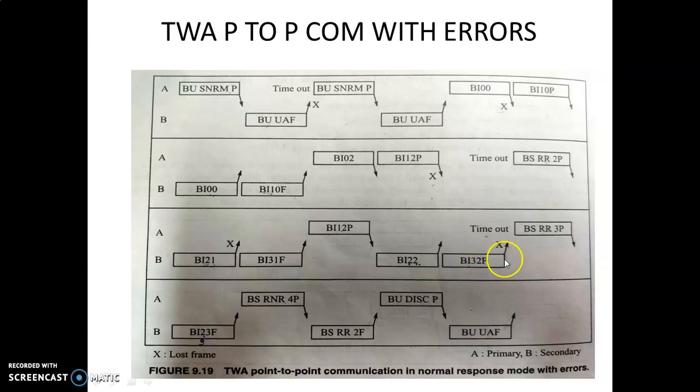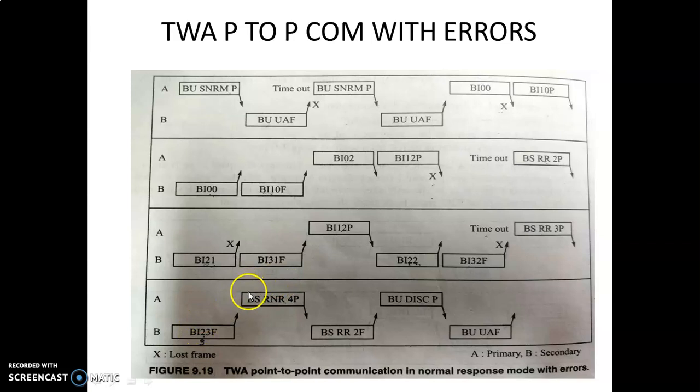Again, this does not reach the other side. So after a timeout, since it has received 2 properly from B, it will send a supervisory frame asking for I3 with P bit equal to 1. Since it is asking for the I3 frame, there is a small mistake over there: this is not I2, this is I3. It is expecting I3 from A with F bit equal to 1. So this is how the data transfer phase is completed.